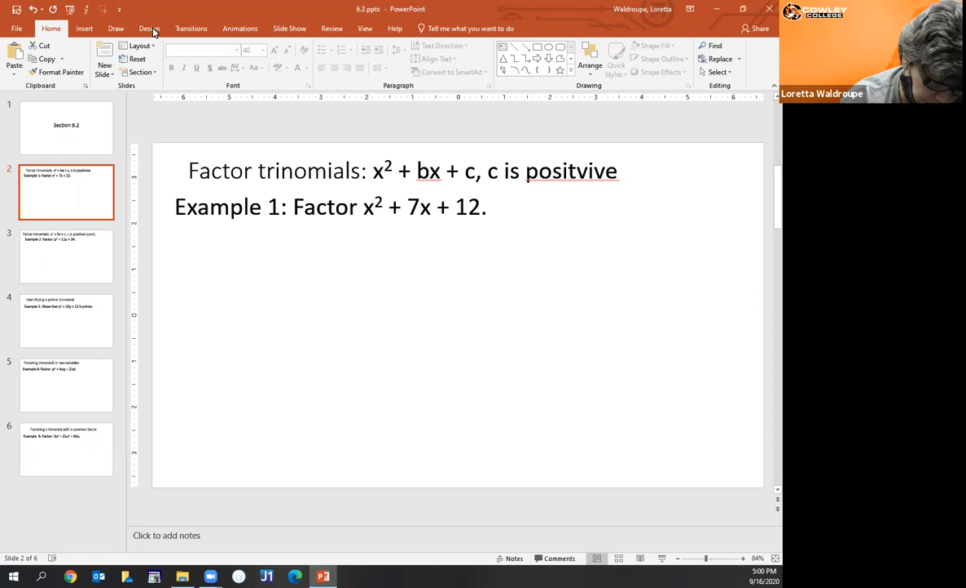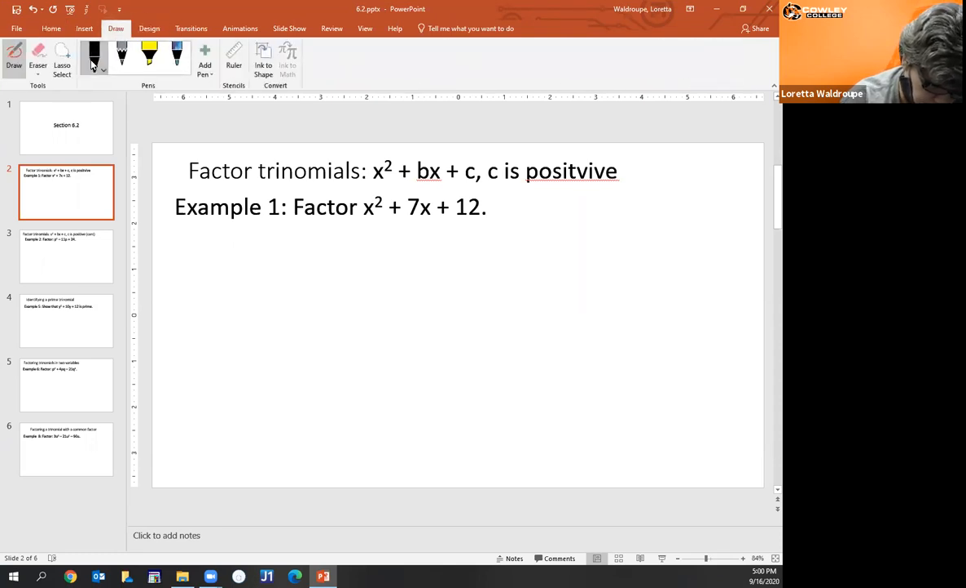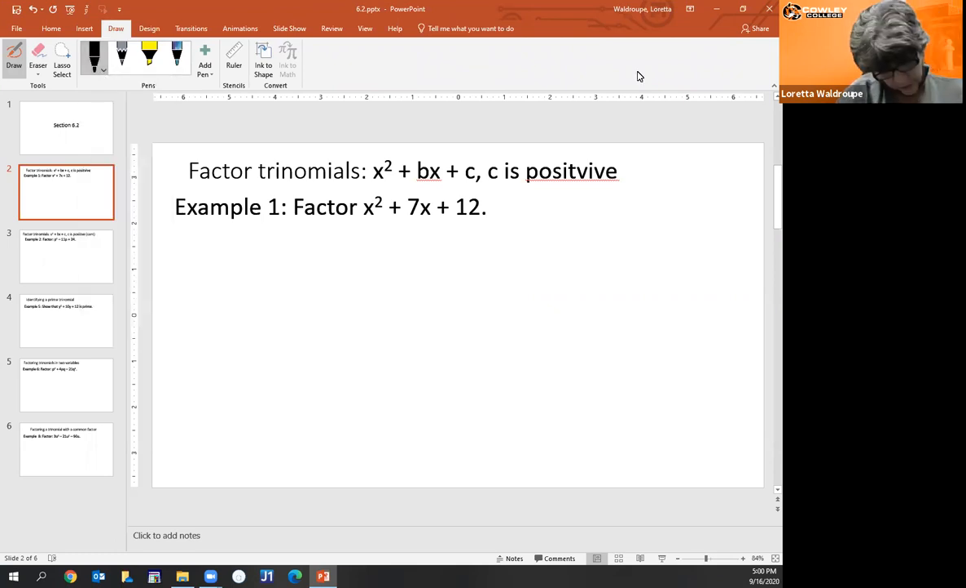In this section, we're going to continue with factoring. In the last section, we factored out GCFs. So now we're going to start factoring trinomials, okay? When you're factoring a trinomial, it means there's three terms. 1, 2, 3. If there's not a number in front of x squared other than the understood one, you can go directly to your parentheses.